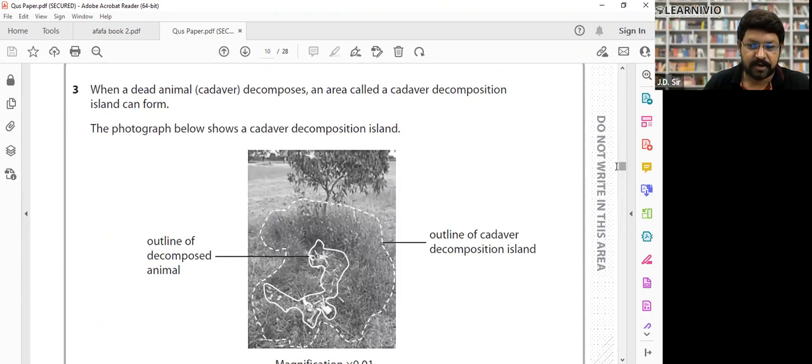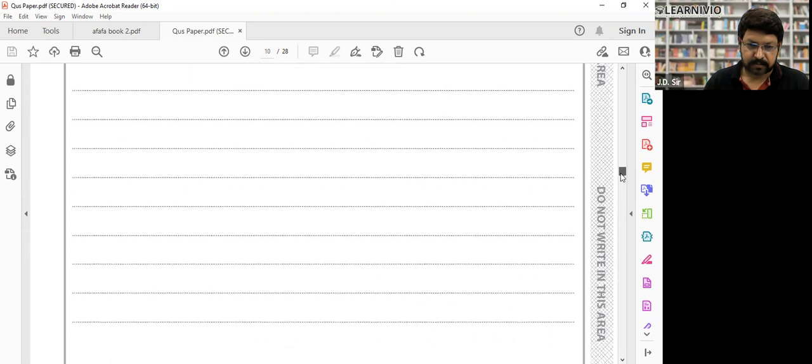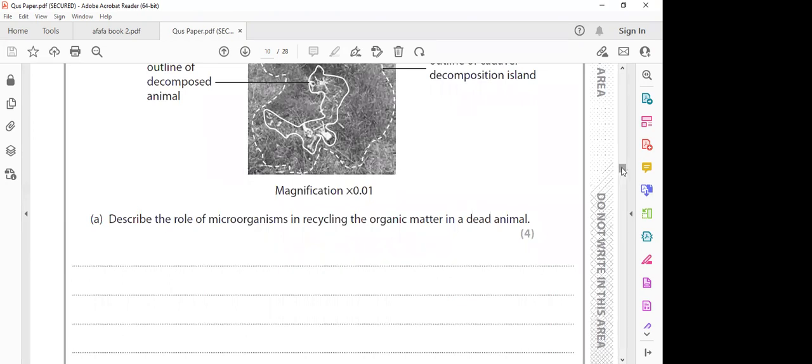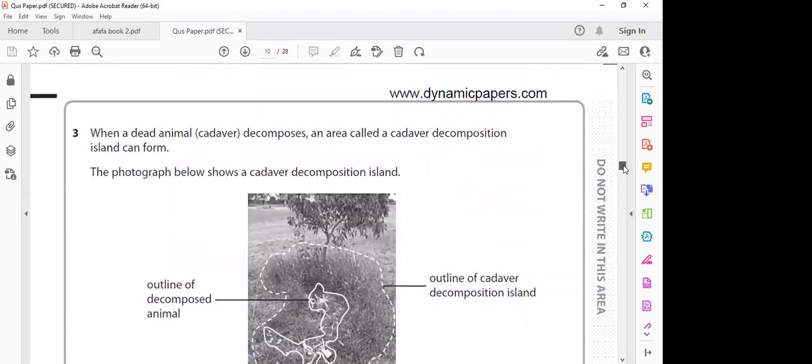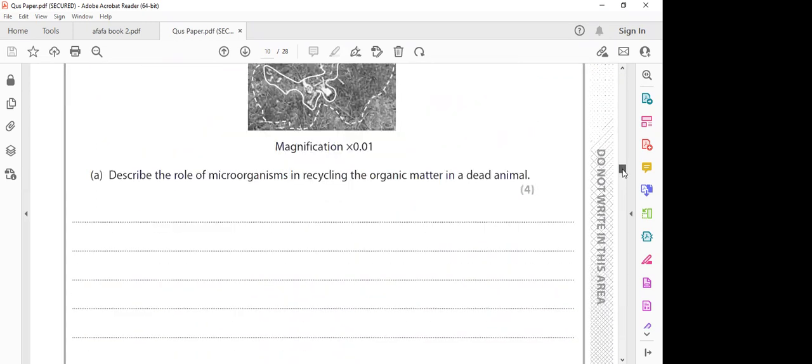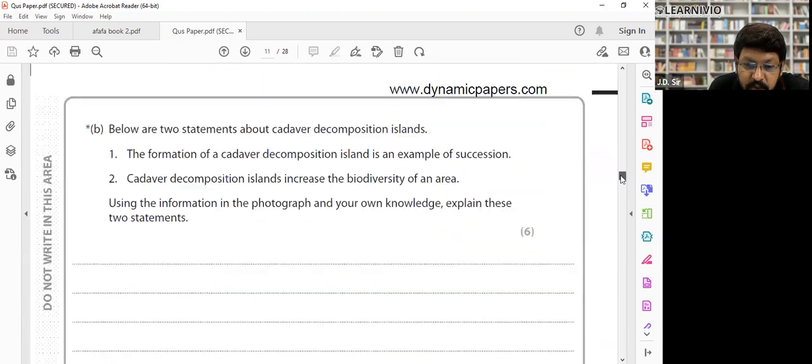When a dead animal decomposes, an area called a carrion decomposition island can form. Photograph below the carrion decomposition island. By the way, sir, the questions that are marked with a star, you have to be very careful when you answer them, because they have to be perfect grammatically and the spellings have to be perfect. You have to use very scientific terms in those questions.